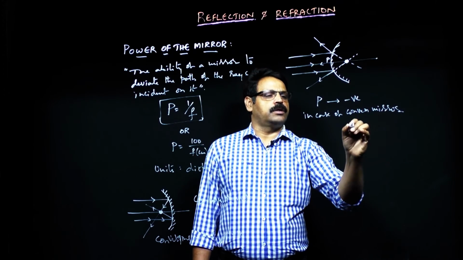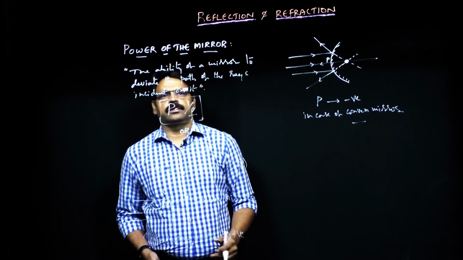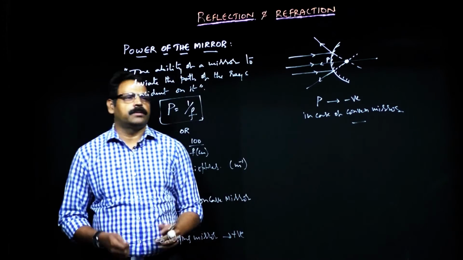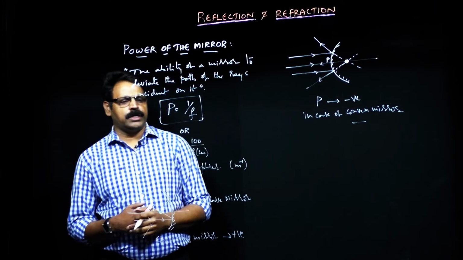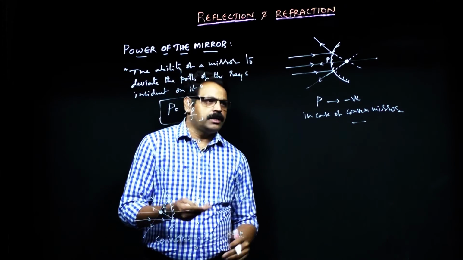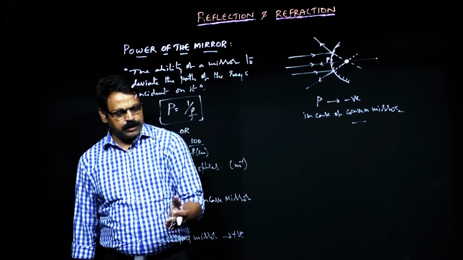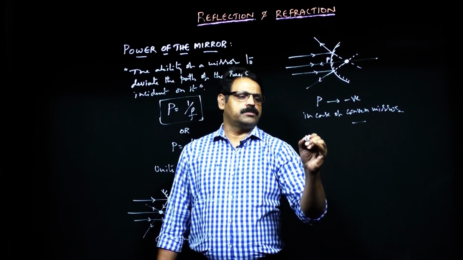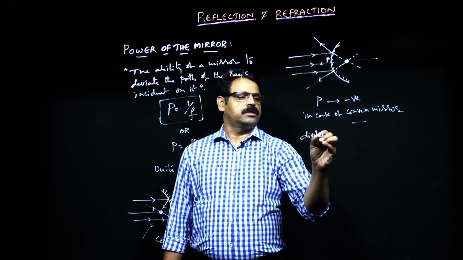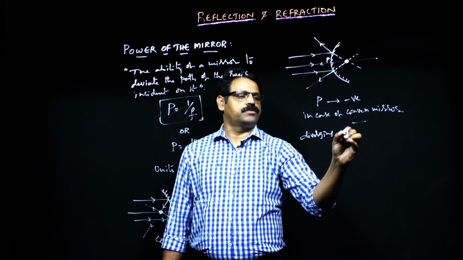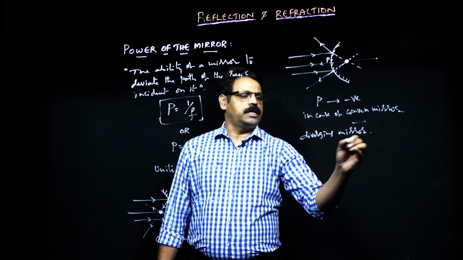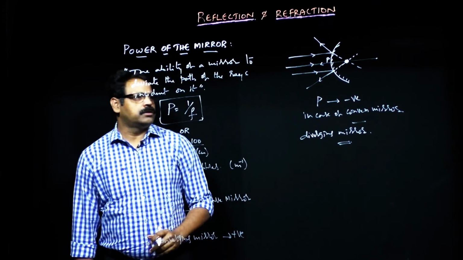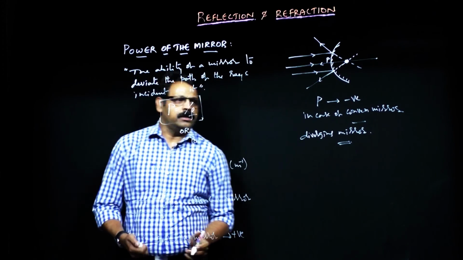So this is how you can define the power of the mirror: the ability of a mirror to deviate the path of the rays incident on it. For concave mirror, a converging mirror, it's positive, and for convex mirror, the diverging mirror, it is negative. So these are the points you need to remember. It's a small definition to keep in mind.